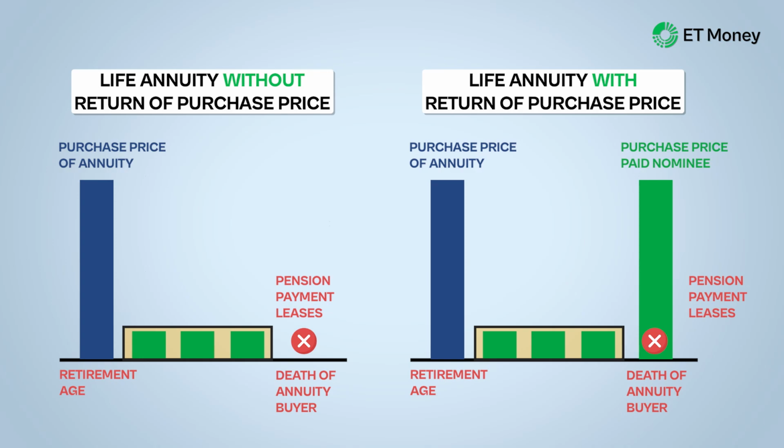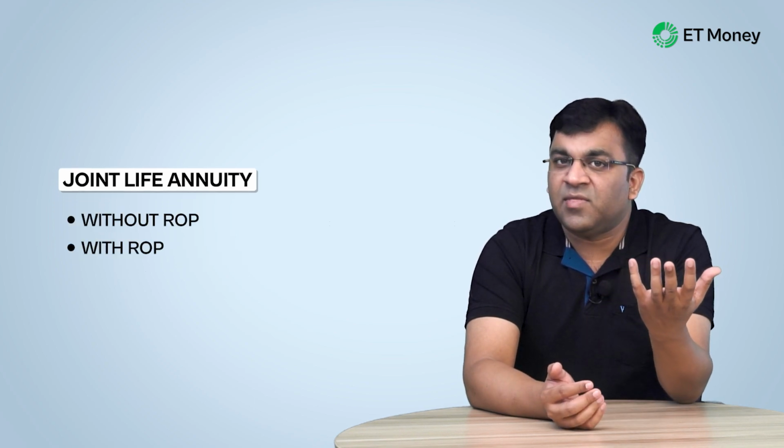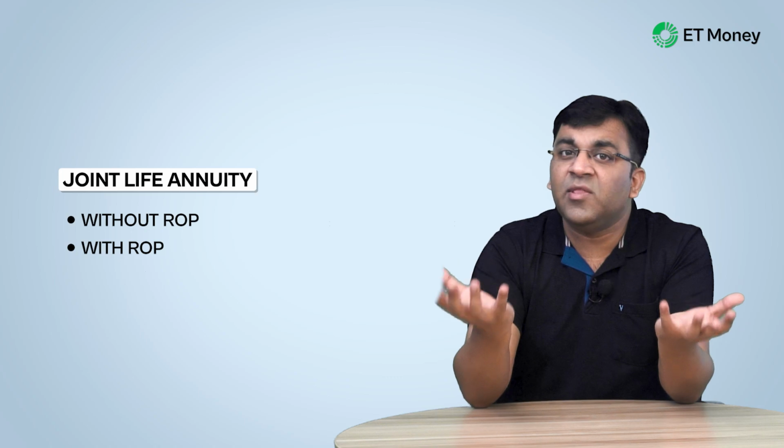So if one chooses the life annuity without ROP option, then a higher monthly pension amount is paid by the insurance company as compared to the annuity options with ROP. This is an important consideration when deciding on which annuity plan one needs to go in for. The third annuity type is the joint life annuity, which comes in two variants. One is without ROP while the other is with ROP.